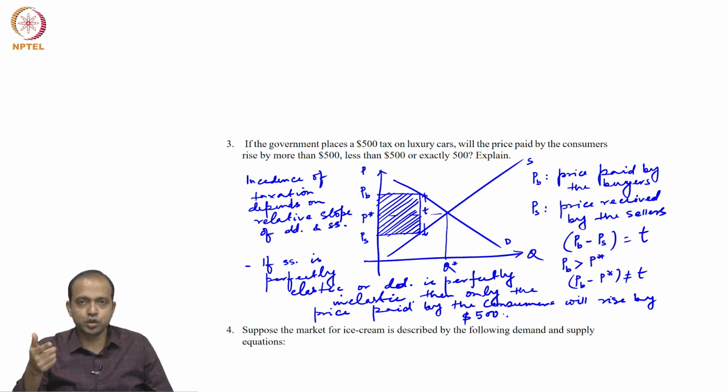Otherwise, a portion of the tax burden will be shared by both consumer and the producer, and who will share how much depends on relative slope of the demand and supply, that means relative elasticity basically. Higher the elasticity, lower would be the tax burden for that particular party, because elasticity measures responsiveness. So, if you are quite responsive to a price change due to taxation, then you will try to bypass the burden to the other party. That is the idea. Okay.